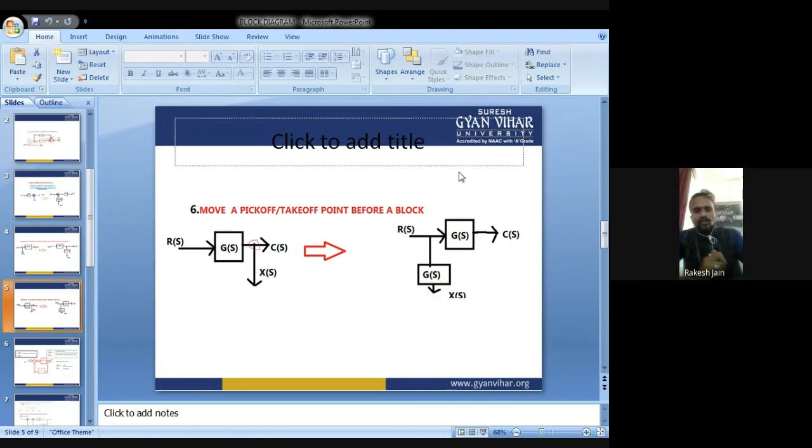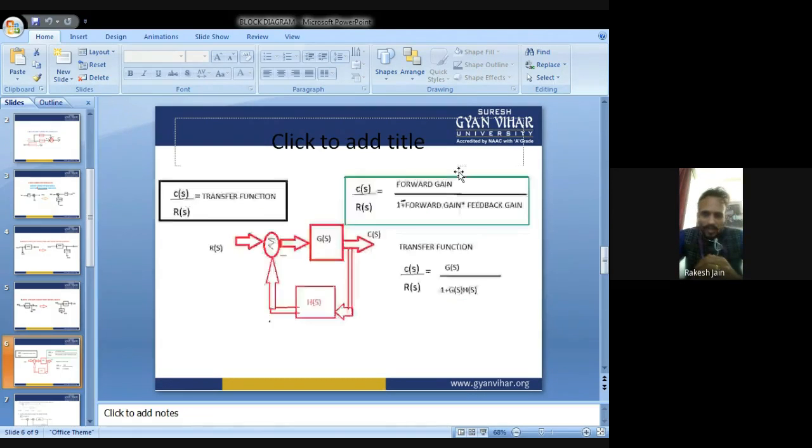And remember one more thing, as I told you, the transfer function CS upon RS is equal to forward gain upon 1 plus or minus forward gain multiplied by feedback gain. But remember, if the feedback comes with the negative sign, then we have to use a positive sign in this formula. If it was negative feedback, then we use a positive sign in the formula. If it was positive feedback, then we use a negative sign in the formula. That's all. Now we just see some simple numericals and some complex numericals.